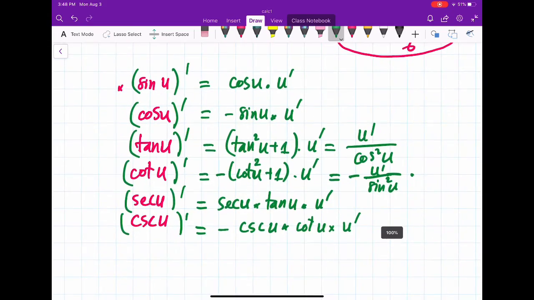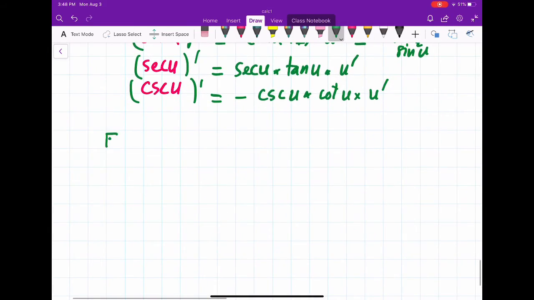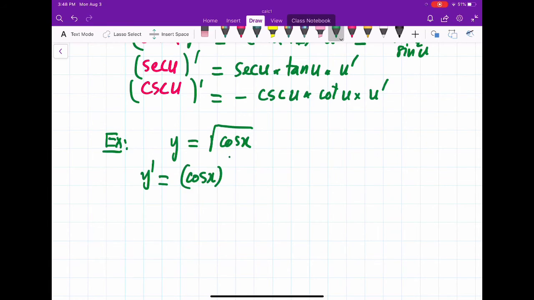Again, that is just the chain rule, right? Let's consider the following example. So you have y equal to square root of cosine of x. The derivative of this function is cosine of x to the 1/2, prime. Each time when we see a radical function, please convert that into a power function, okay?